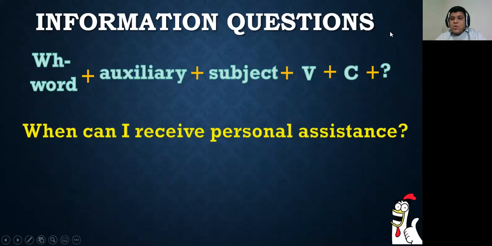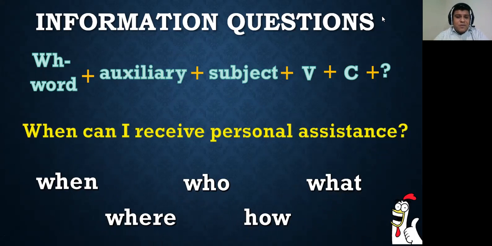Remember, it is important to use a question mark at the end. In the English language, if we form a question, we need to include a question mark at the end. That is very important, so please don't forget. Check on my example, right? When can I receive personal assistance? The first element, WH word, when. Auxiliary, can. Subject, I. Verb, receive. And the complement, personal assistance. Finally, a question mark.